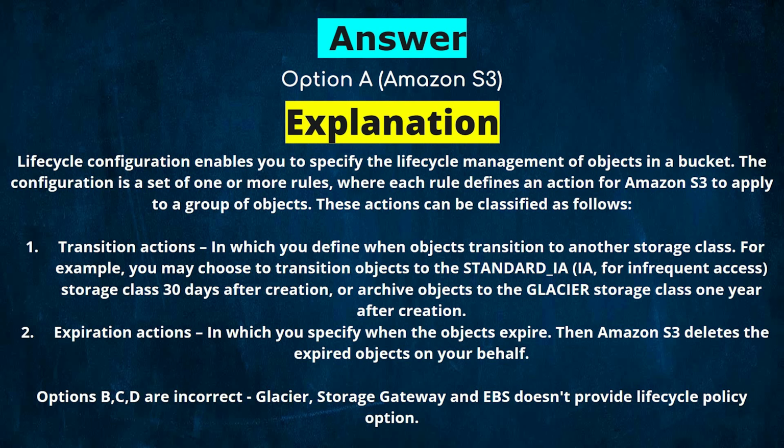Expiration actions, in which you specify when the objects expire. Then Amazon S3 deletes the expired objects on your behalf. Options B, C, and D are incorrect. Glacier, Storage Gateway, and EBS don't provide lifecycle policy options.